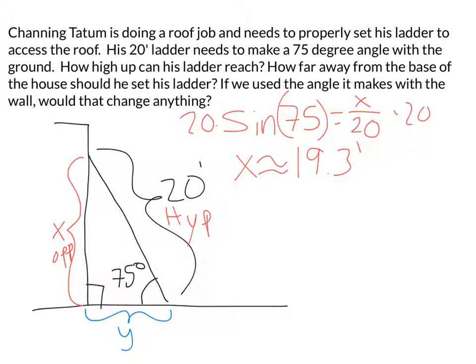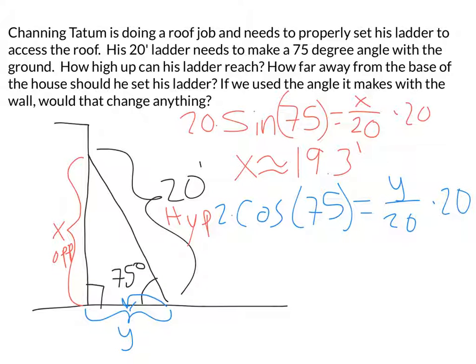Okay, so Y, with reference to the 75-degree angle, is my adjacent side, right? So that would be cosine. We got adjacent, we got hypotenuse. So cosine of my angle is equal to my adjacent, Y, over 20. And if I solve this, I'm going to multiply by 20. And I got to plug that in my handy-dandy calculator. So I've got 20 times the cosine of 75. Looks like this is going to be about 5.1763, so 5.2 feet away from the building. That's where the bottom of the ladder is going to be.